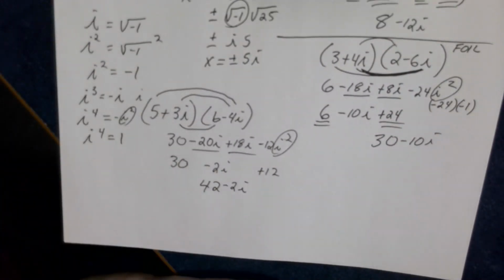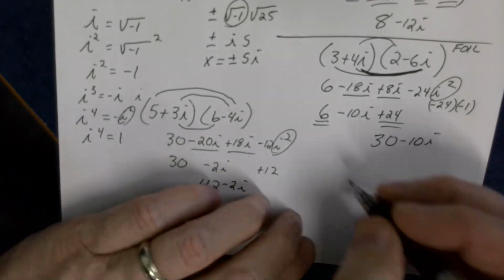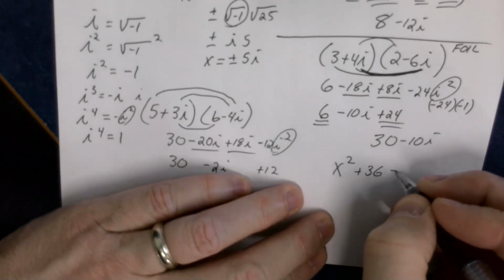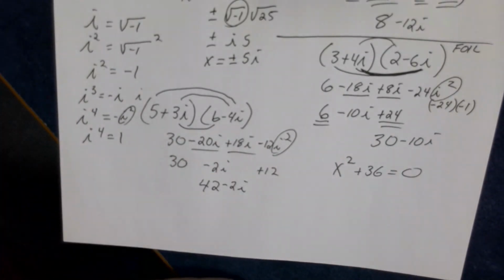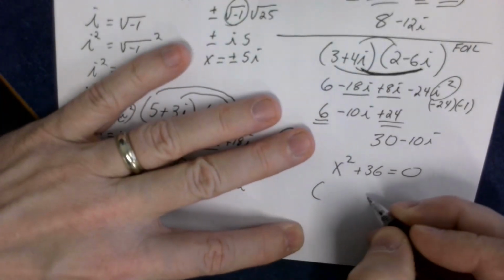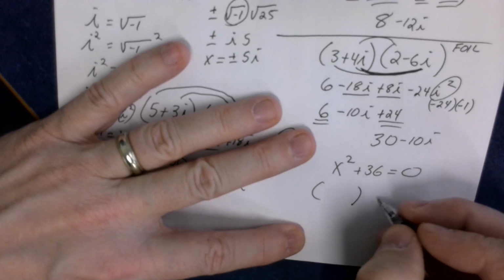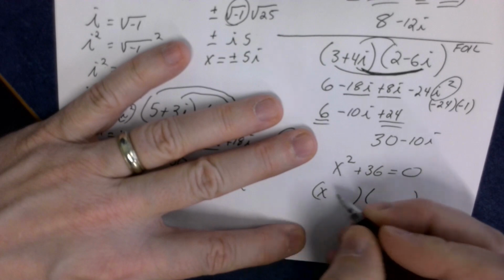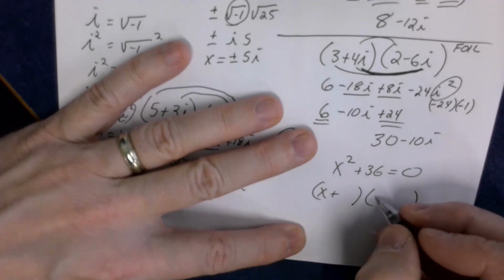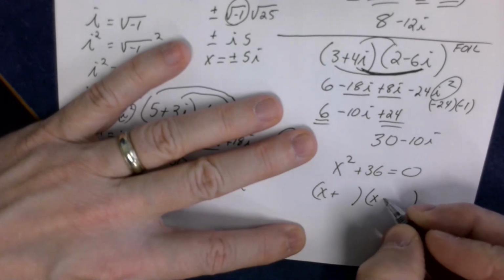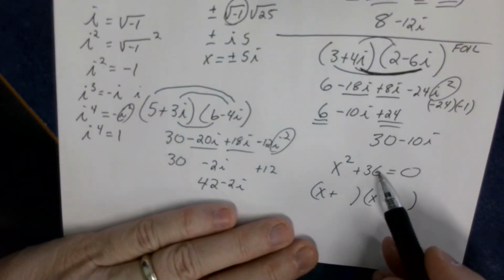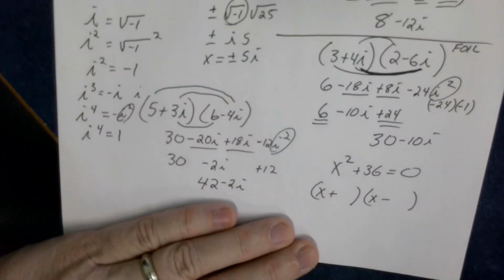Okay, so let's go ahead and do a couple of these things and see how well it processes out for you. So if I had x squared plus 36 equals 0, and I said let's solve this by factoring, then I believe maybe that you follow this, that I'd have an x plus something and an x minus something. And I need two numbers to multiply together to get 36.